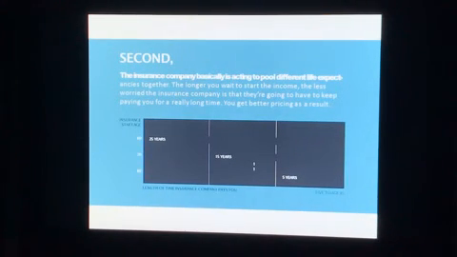Secondly, the insurance company is basically acting to pool different life expectancies together. The longer you wait to start the income, the less worried the insurance company is that it will have to keep paying you for a really long time. You get better pricing as a result.